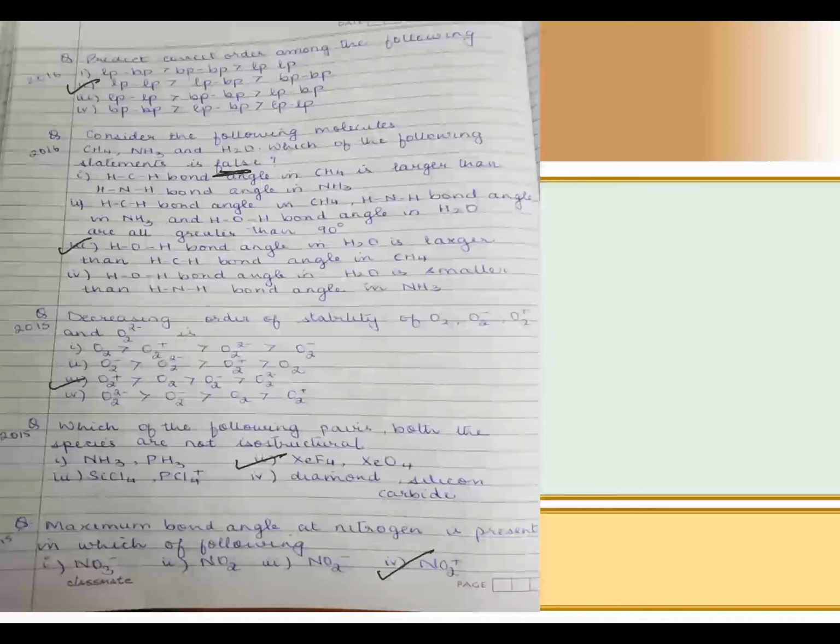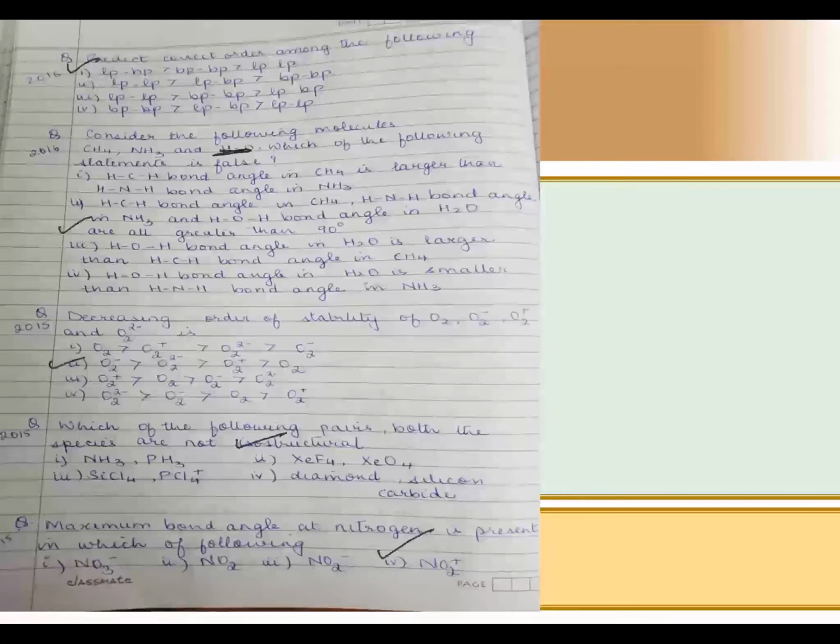And the next one, the question is about the maximum bond angle in nitrogen species: NO2 plus, 180 degrees. We calculated it some time back. We have one more page, right, children? Can we just see that?